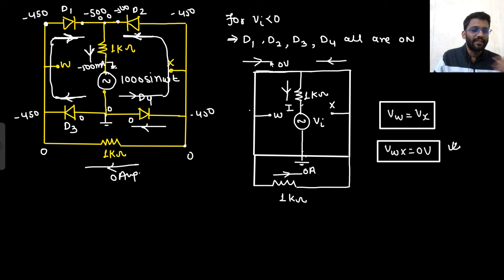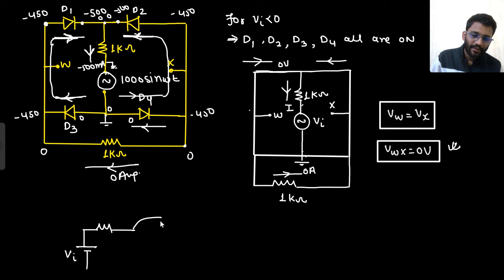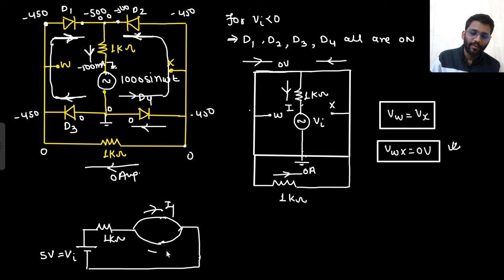Let me ask you one interesting question. This is the battery Vin. Okay. This is 1 kilo ohm resistance, let's assume. These two are short circuited, and this is the ground I am having. Okay, short circuit paths are there. This is 1 kilo ohm. I am assuming Vin to be 5 volt. Tell me what will be the current I1, what will be the current I2.